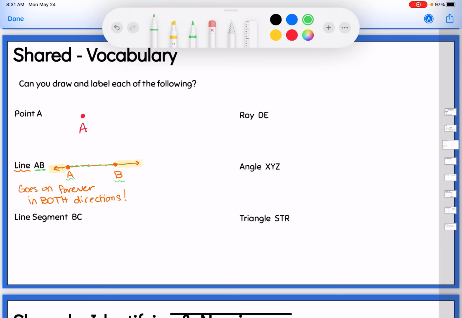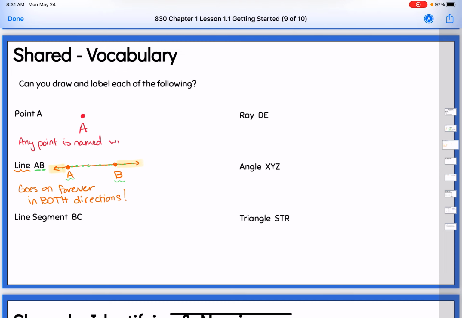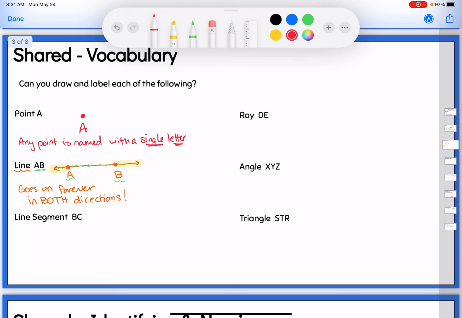And each point is named with a single letter. I should have listed that up here, right? Any point is named with a single letter only. Okay, so there is no such thing as point AB. It's point A and point B. So if there's two letters, that's two different points. But technically, that line has an infinite number of points in it, but those are the two important ones that we want to make sure are in there when we call it line AB.